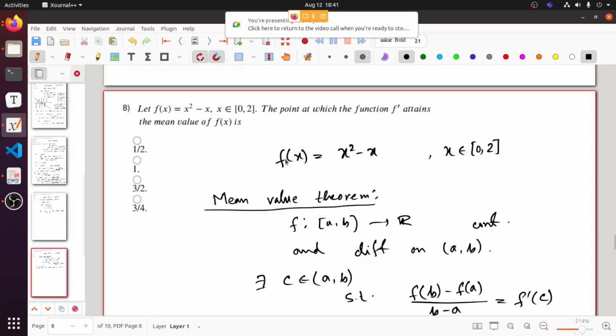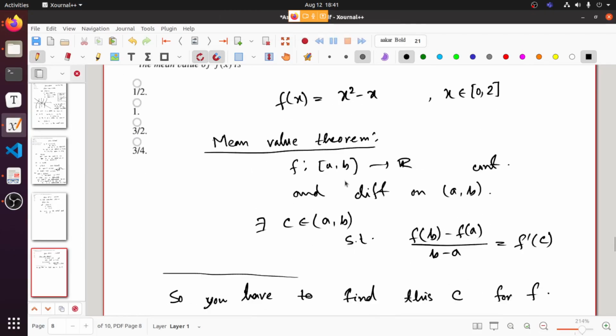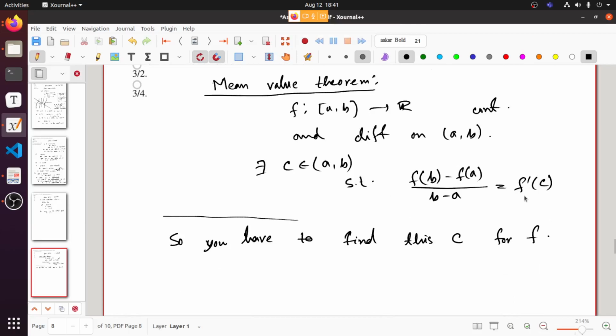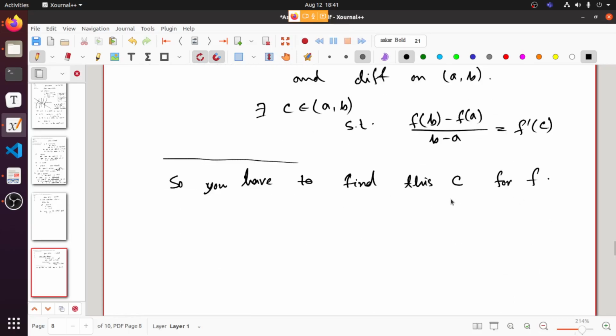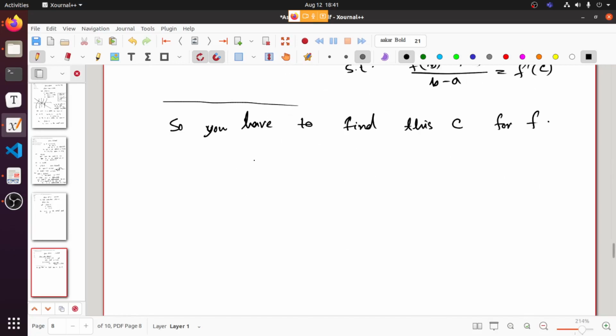Okay. So you have to find this C. For that, you have to differentiate the function and calculate f(b), f(a), and then you can find it, right? So f(x) is x square minus x. What is the derivative of f(x)? It is 2x minus 1, right?